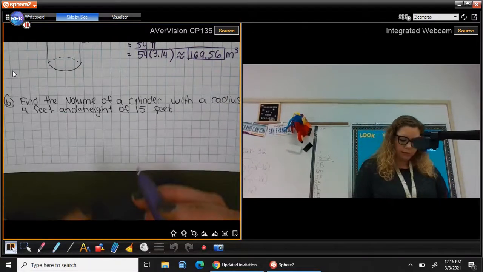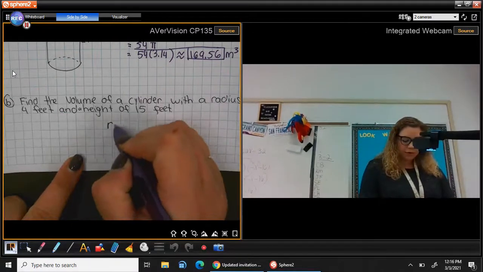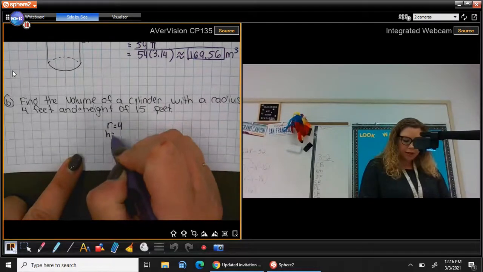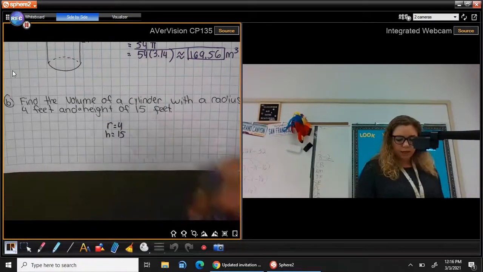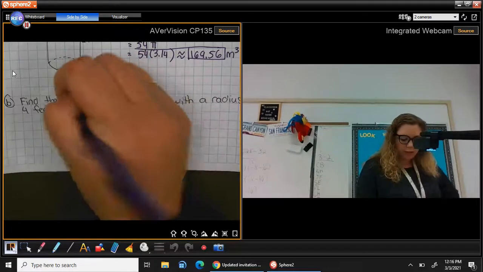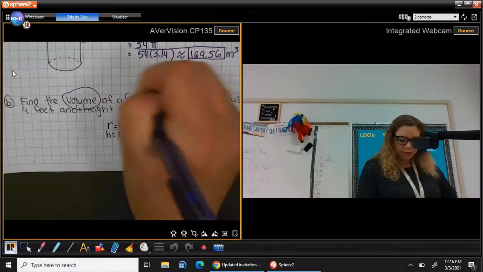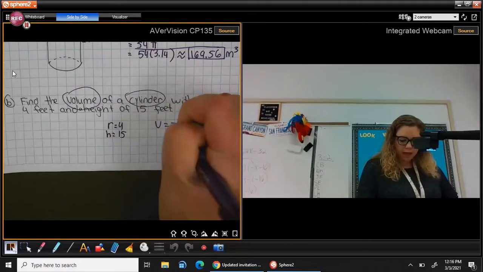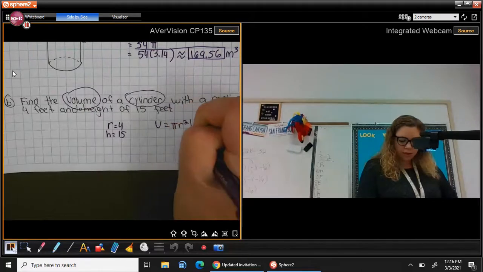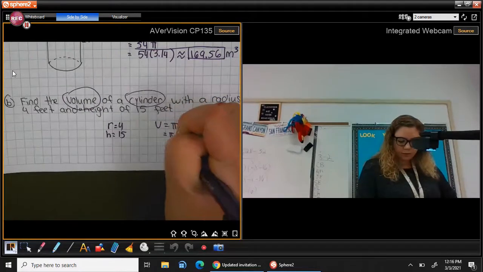So we know that my radius is 4 and my height is 15. Okay, and they want us to find the volume of a cylinder. So it's going to be V equals pi r squared h. Plug in your values.